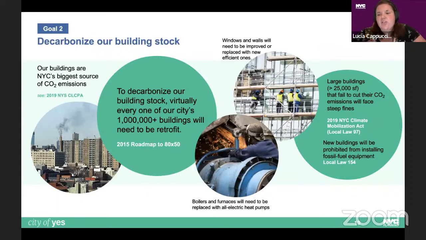It's important to note here that 2 laws were adopted by the City Council in 2019 and 2021 that are informing our work here. For large buildings, which are defined as buildings 25,000 square feet or larger, Local Law 97 will begin to impose fines on those buildings if they do not cut their carbon emissions. So fines will begin next year and they'll increase through 2050. Second, there's Local Law 154, which requires that all newly constructed buildings are electrified from the get-go. So fossil fuel-based equipment will no longer be allowed in new construction.